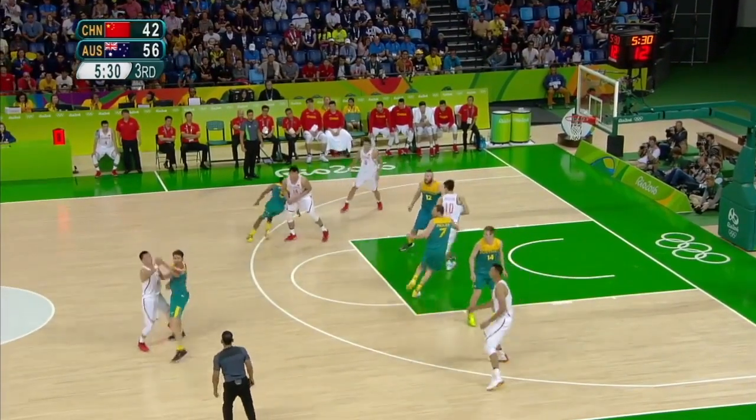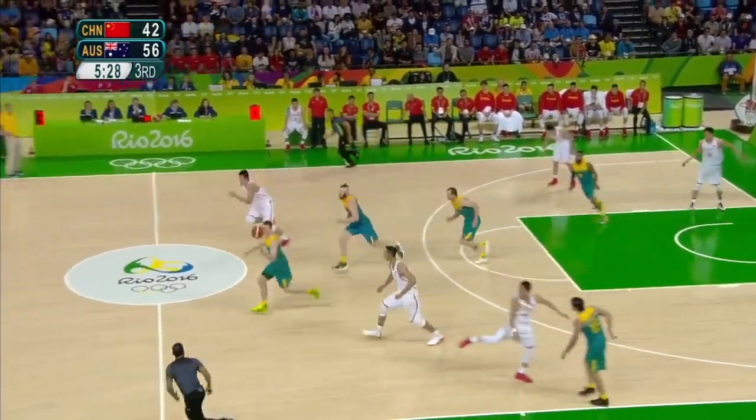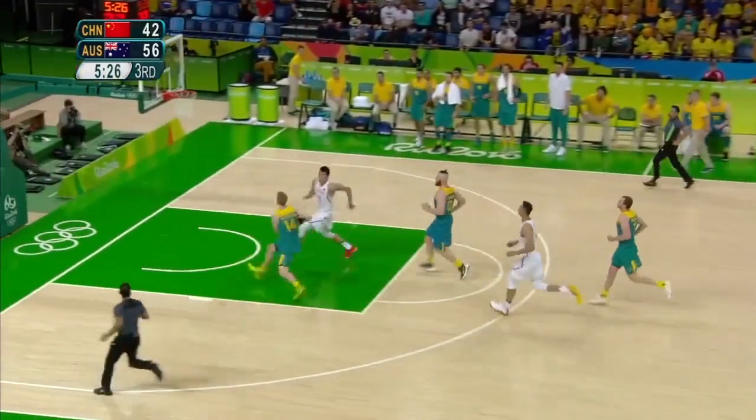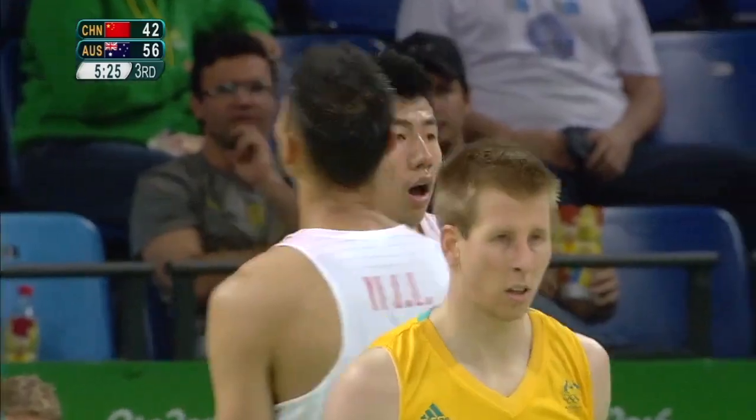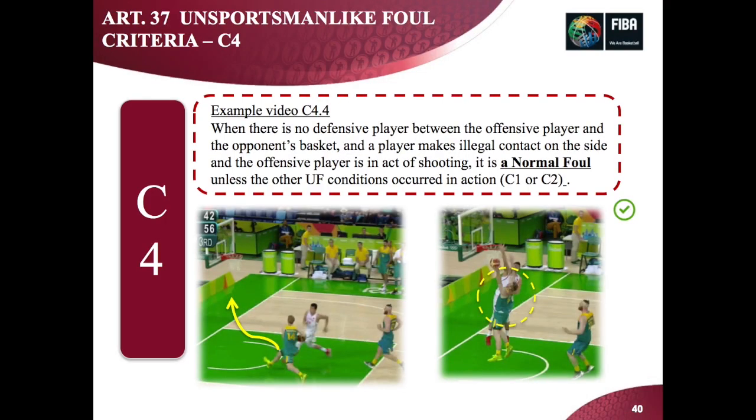In fact, the next clip is an example of the Australian player driving to the basket, the defender coming from the side. However, the offensive player has gained control of the ball and is in the act of shooting, and as a consequence, the foul would be a shooting foul and not an unsportsmanlike foul.